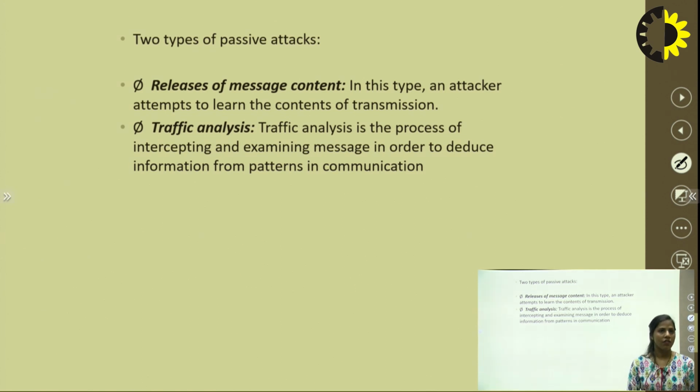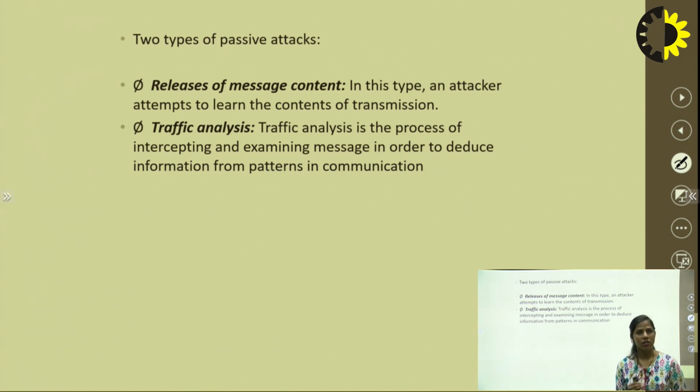Next one is traffic analysis. Traffic analysis is the process in which they examine the messages, following the particular pattern in the communication, that is, at which time they are communicating and at which time they are transferring information from one party to another. They analyze the pattern: what communication is transferring and at what time they are going to communicate.